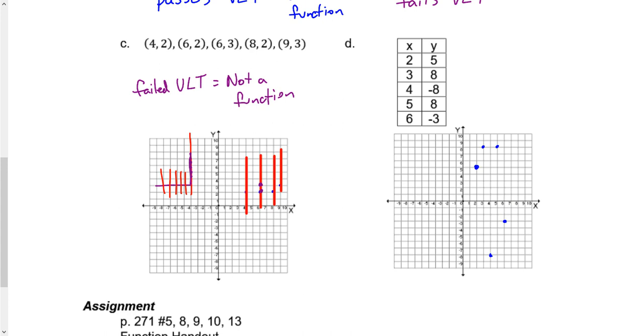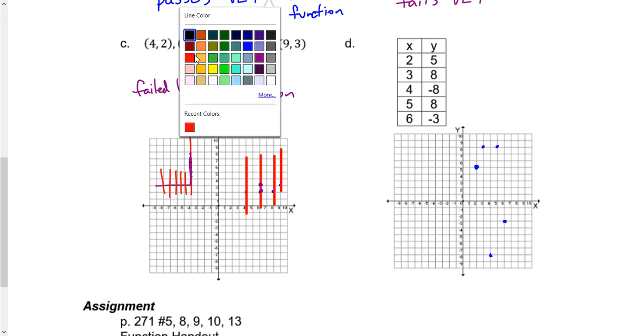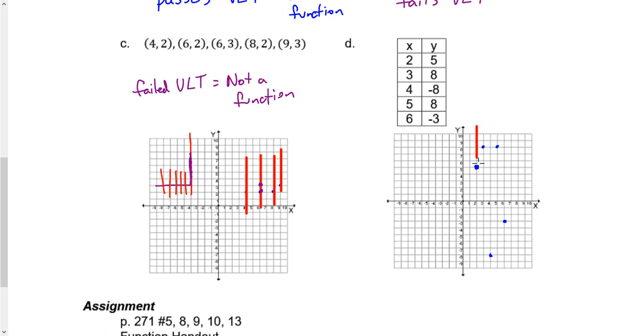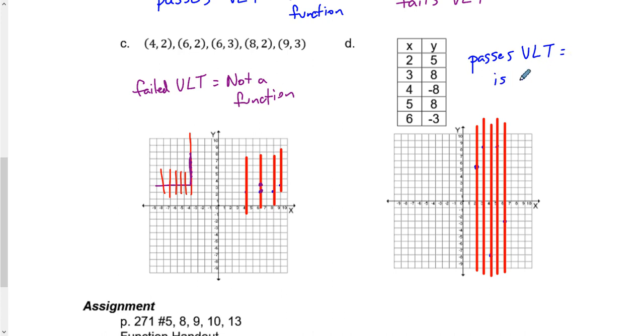So if I were to draw vertical lines here, now I'm actually going to make nice lines because that's going to make my life a lot easier. It's only touching the graph once. I can draw vertical lines all through, and each is only touched once. This one only touched once. And this one also touched once. So this one passes the vertical line test. So it is a function.